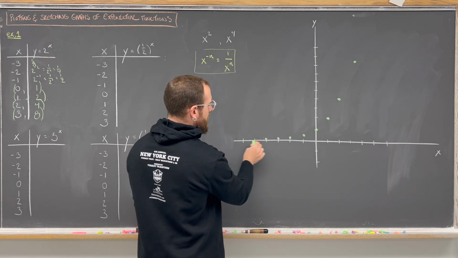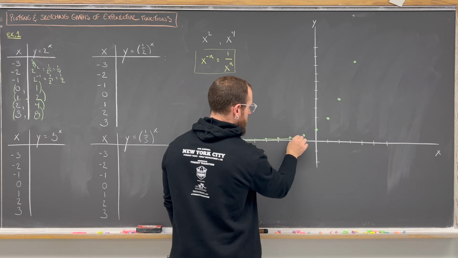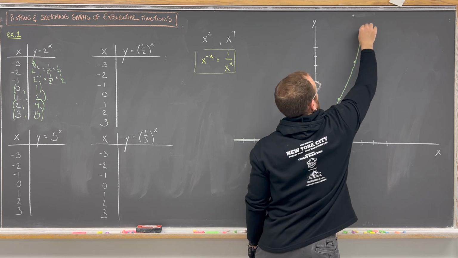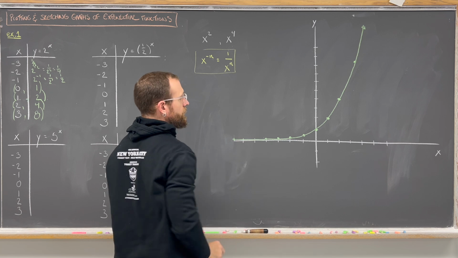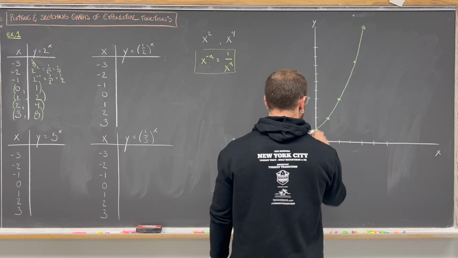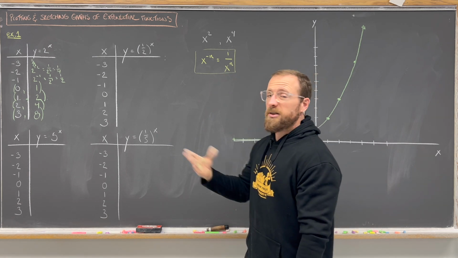So if I just connect the dots with a smooth curve, which is what I want to do, to give you the shape of this graph, this is the shape of the graph of this exponential function. Okay? Notice that it goes through the point (0, 1) as its y-intercept. Okay? Let's look at another one.